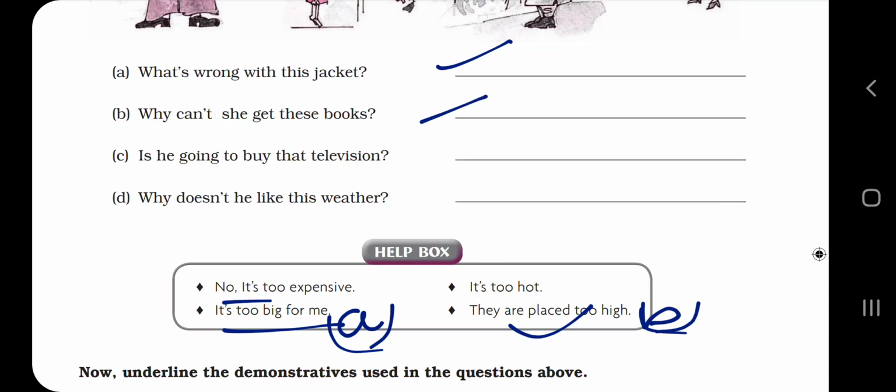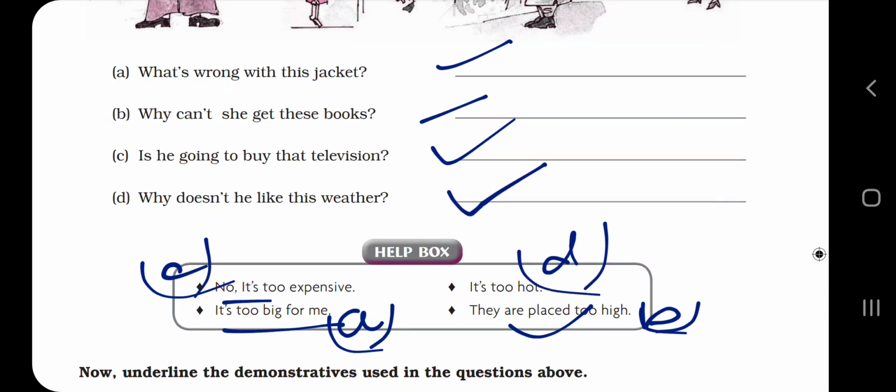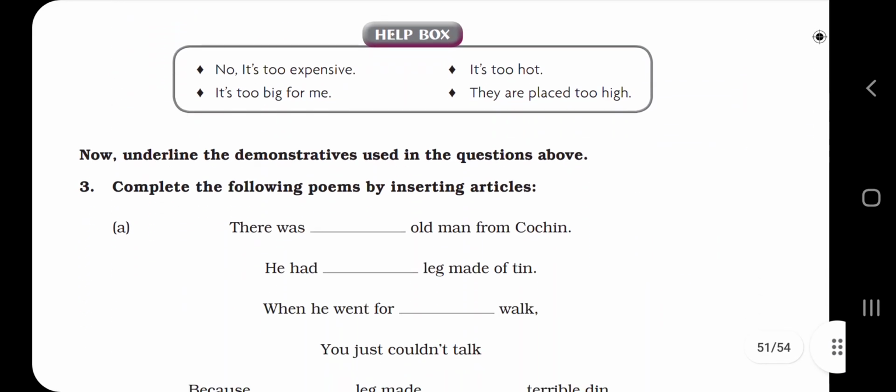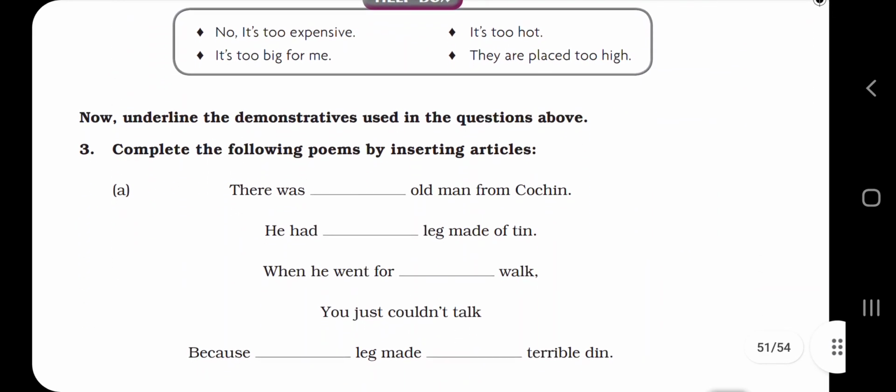Is he going to buy that television? No, it's too expensive. This is C. Here it has to be written. Why doesn't he like this weather? It is D. It has to be written here. Got it? Now underline the demonstrative used in the question above. Now can you underline the demonstrative? This is a demonstrative. Right? And these are all nouns, you can see. Now let's move to the next part.